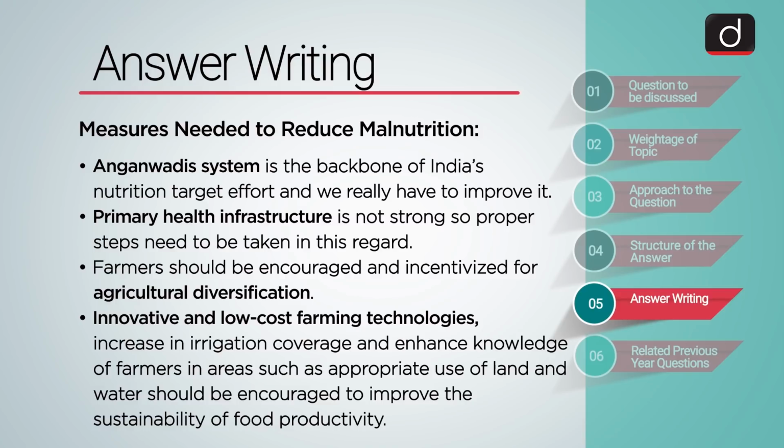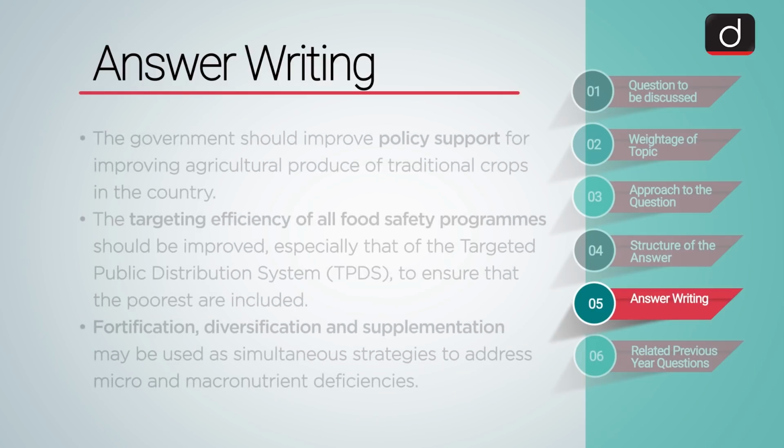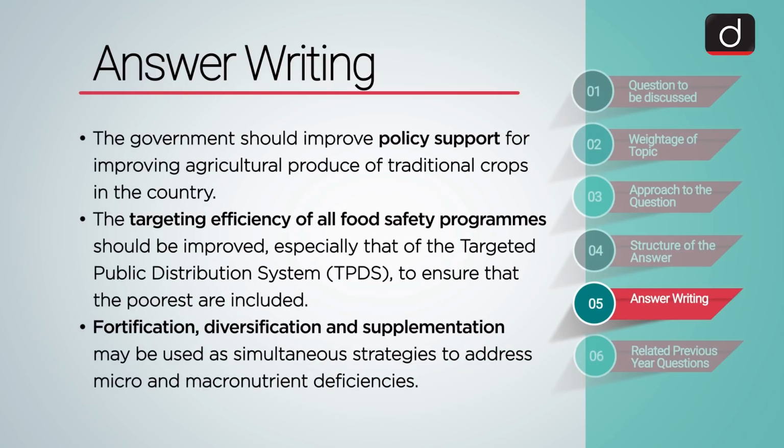Innovative and low-cost farming technologies, increase in irrigation coverage, and enhanced knowledge of farmers in areas such as appropriate use of land and water should be encouraged to improve the sustainability of food productivity. The government should improve policy support for improving agricultural produce of traditional crops in the country. The targeting efficiency of all food safety programs should be improved, especially that of the targeted public distribution system, to ensure that the poorest are included.